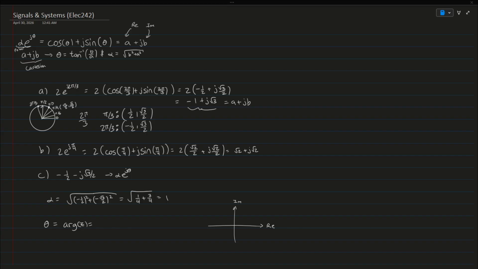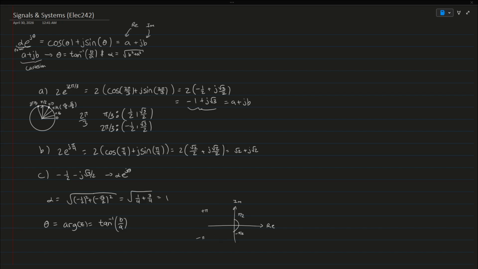We know that theta is tan inverse of b over a, but tan inverse only covers from here to here, which is negative pi over 2 to pi over 2. It does not cover quadrant number 2 and quadrant number 3. So all you need to do is that if you have a point in quadrant number 2, you need to add pi. So you do a plus pi, and if it's in quadrant number 3, you just minus pi.